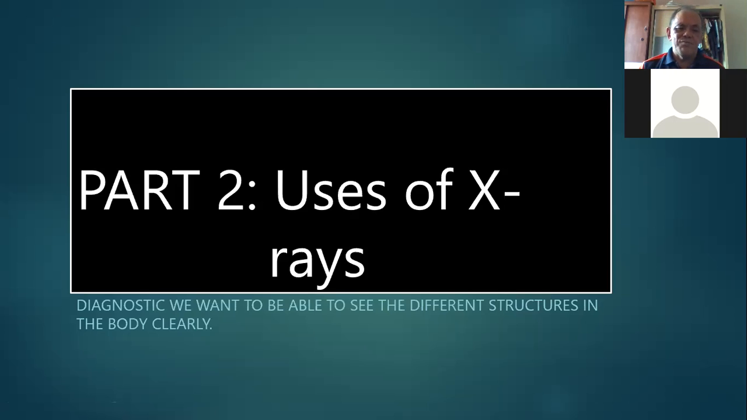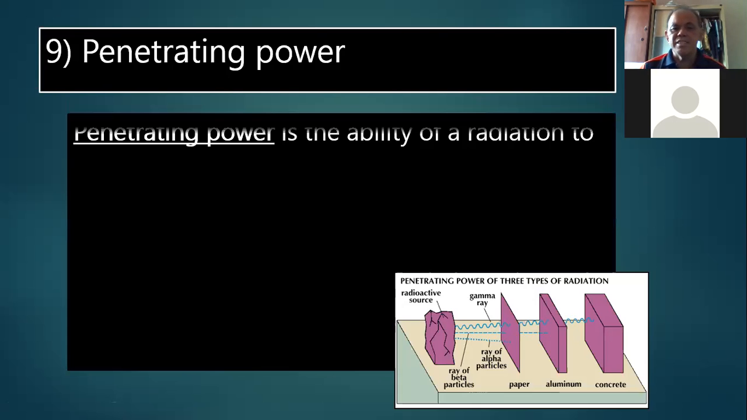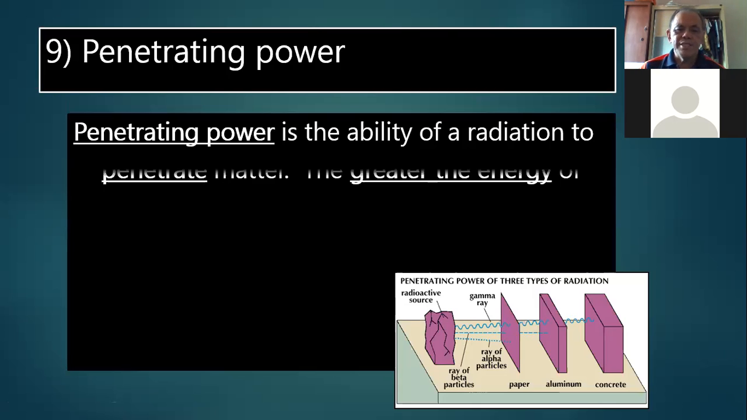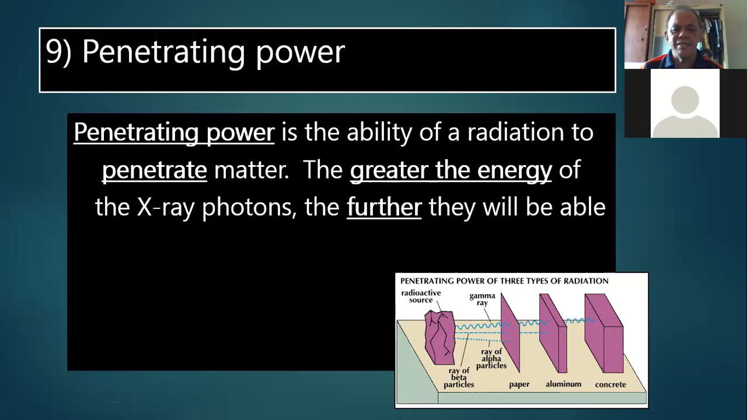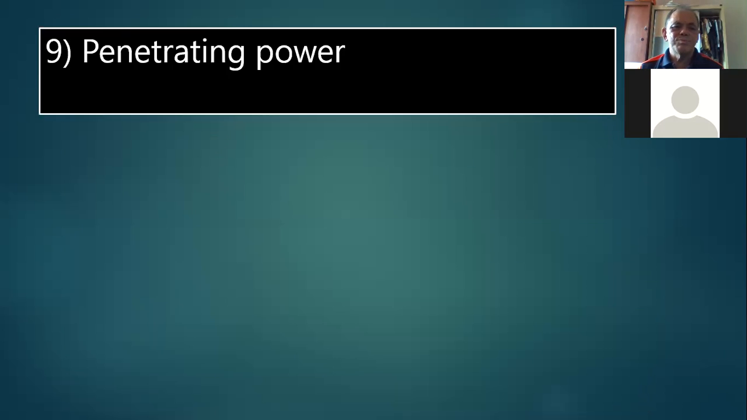Before in diagnostic, we want to be able to see the different structures in the body clearly. We don't want it to be blurred. Penetrating power is the ability of radiation to penetrate matter. The greater the energy of the X-ray photon, the further they can penetrate through the material before being completely absorbed. So the radiation can be either absorbed or can pass through the material. So usually low energy is easily absorbed by the tissue. You have high energy, they can pass through the tissue.